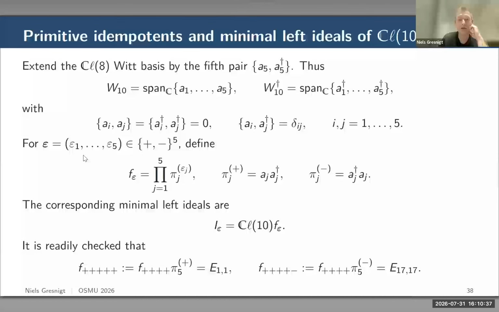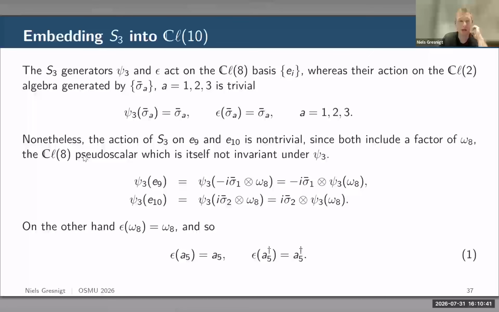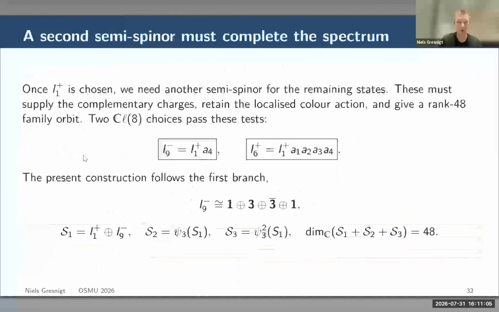Right. So is it completely arbitrary? No, definitely not. Are there different possibilities? Absolutely, yes. Of course, if you choose a different CL8 basis, then you can mix all the minimal ideals. You can basically get anything you want. That's why I choose this particular CL8 and CL10 basis, because it's quite simple to see what is going on.